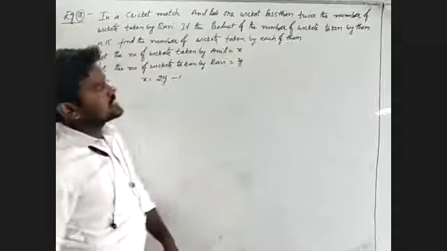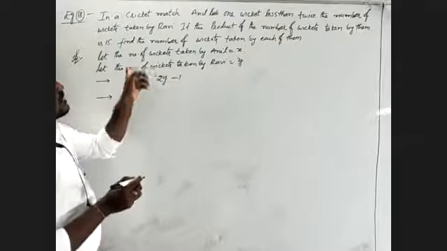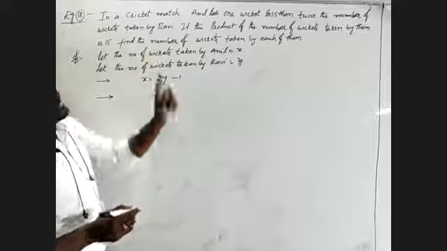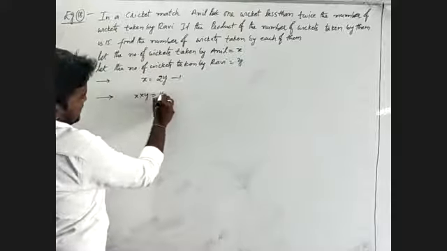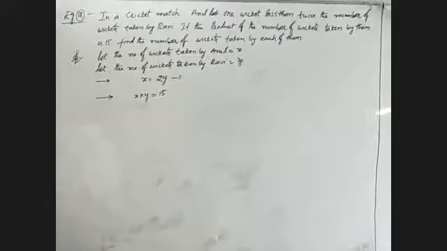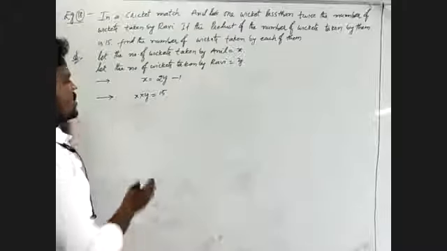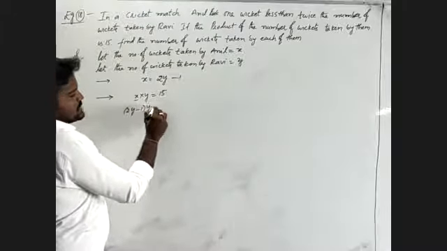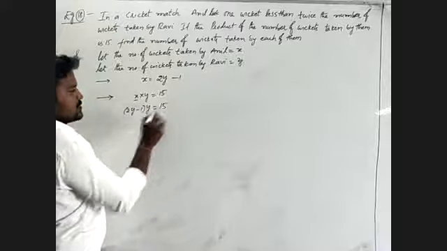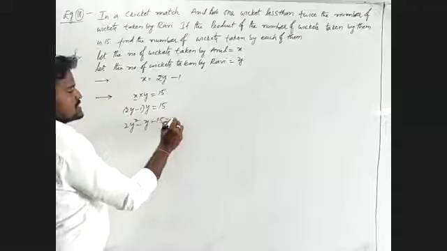And also, if the product of the number of wickets taken by them is 15, that is, the product of the wickets taken by Anil and Ravi is 15, that is, xy = 15. Now we have to find the value of x, so (2y - 1) times y = 15. That is 2y² - y - 15 = 0.